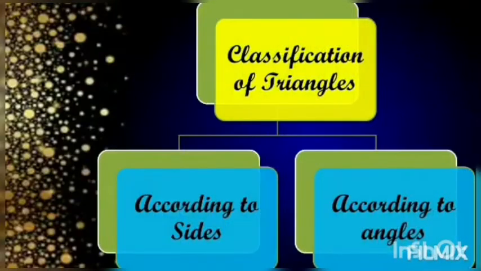Now, let's see in how many ways we can classify our triangles. Triangles can be classified on 2 bases. The first is according to sides and the second is according to angles. So, in this video, we will study both of them one by one. Let's begin with according to sides.